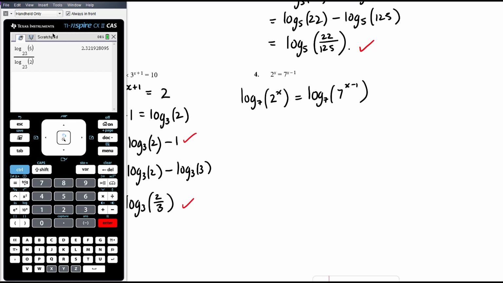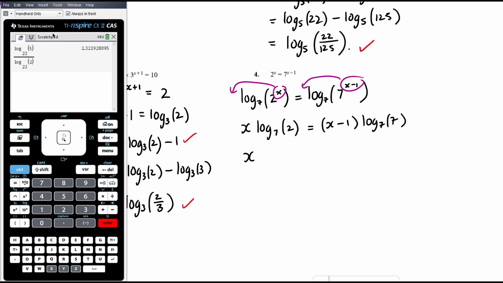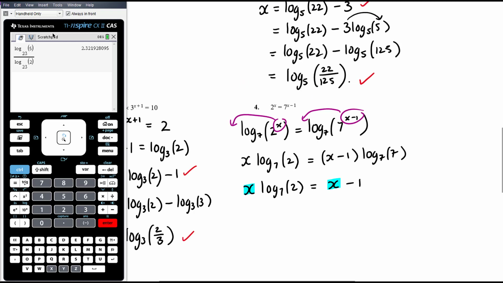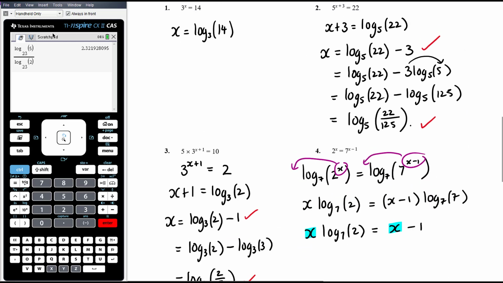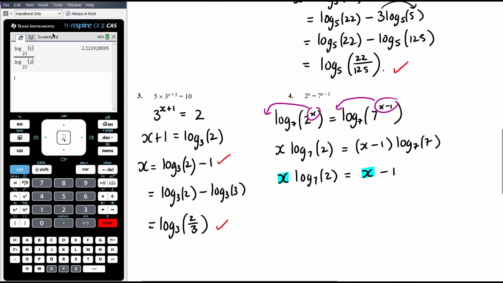Okay, so then what I can do now, in taking the logs of both sides, is it allows me to bring the powers down to the front. So we now have x times log base 7 of 2 equals x minus 1 times log base 7 of 7. Now log base 7 of 7 is 1, so we actually have x times log base 7 of 2 equals x minus 1. Okay, so now my next problem is we've got two x's in two different places, which is what we had happening in one of the examples in the previous video. We had a very similar question that started at this point.